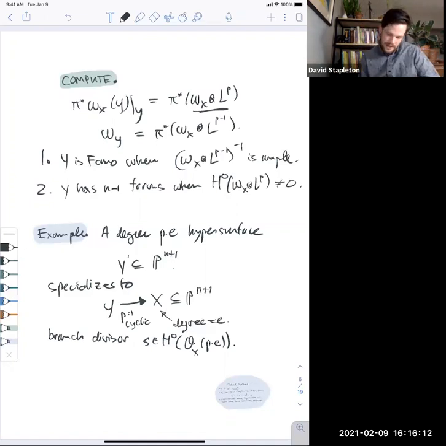Okay, so it's easy to compute when Y will be Fano and when Y will have global sections. So if you're in the situation where p times e is less than n plus 1, then Y will be Fano.